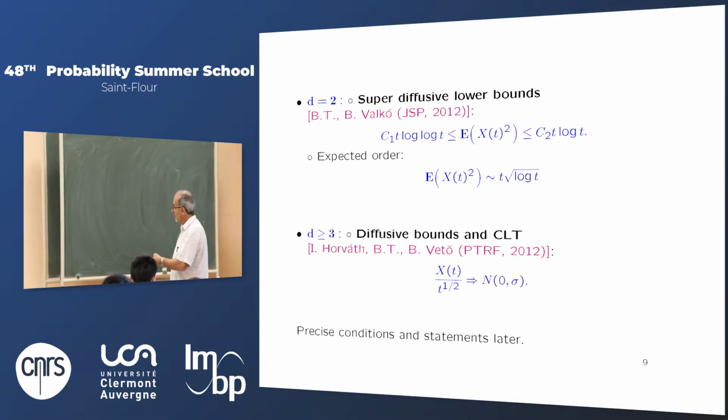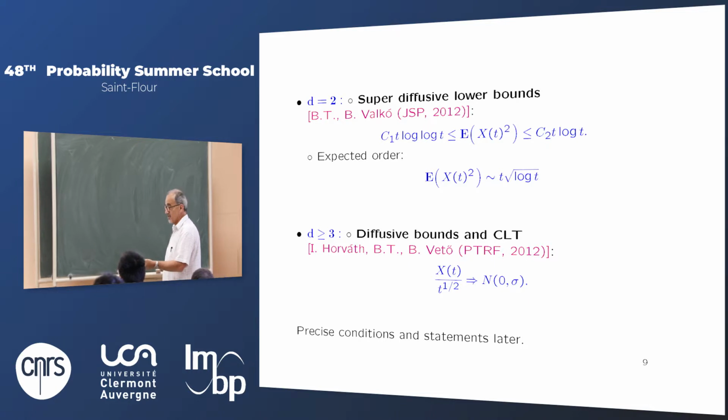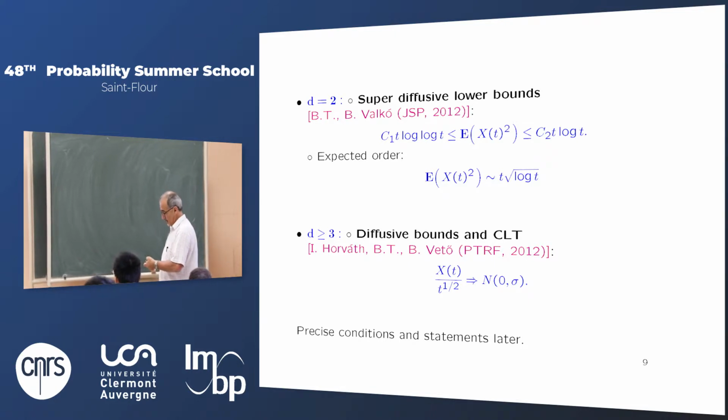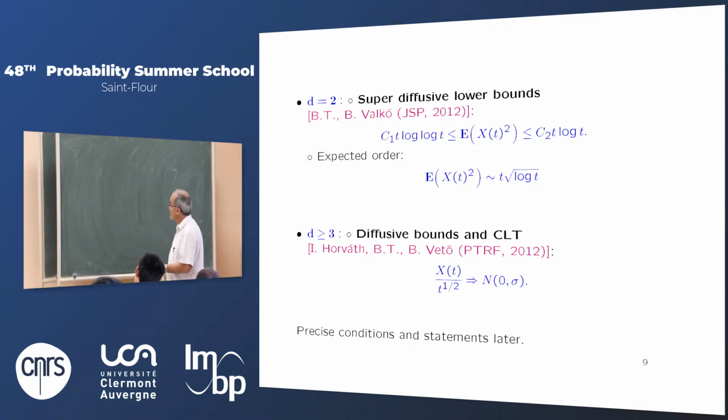The previous one is in one of the papers. You see a paper with these authors, which is in your booklet. And this one is in the forthcoming papers in your booklet, which is by these 2 authors. What we expect is t times square root of log t for the variance, but we are far from being able to prove that. And what is also done back in 2012 with 2 PhD students of mine is indeed the central limit theorem in 3 and more dimensions.